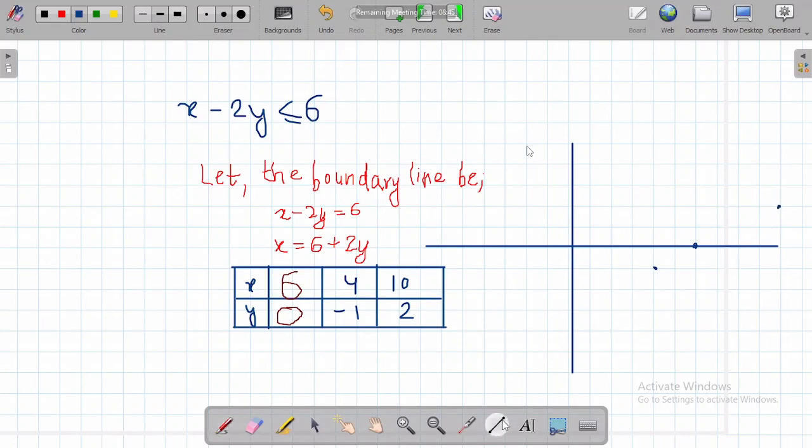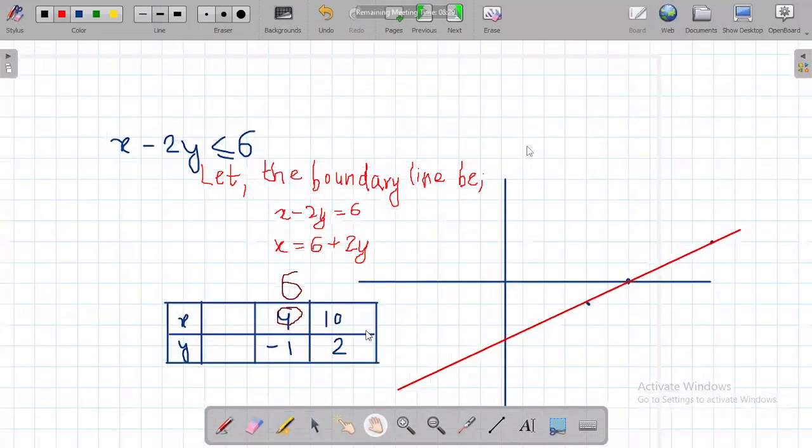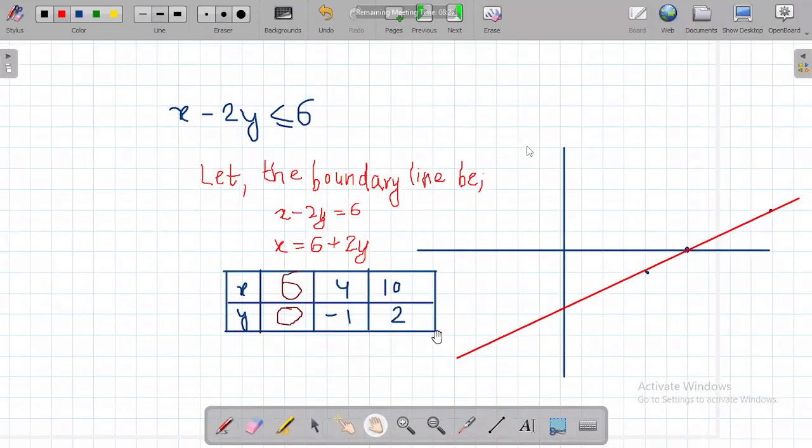Now if you draw the line, it will be like this way. So I hope everybody has understood the way of drawing the line. Now after this, we need to test the point. Now let's test the point. You can test the origin now.